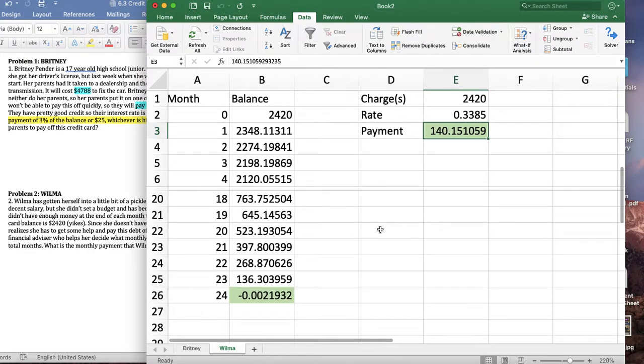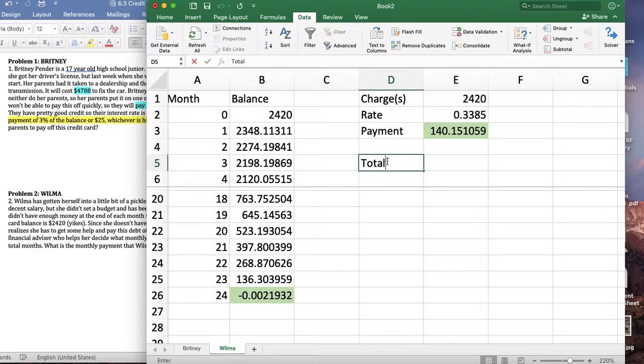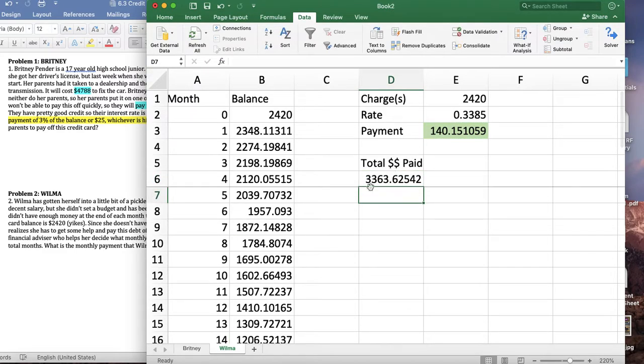I'm curious to know how many total dollars Wilma pays. So, total dollars paid. So let's see, she makes this payment for 24 months. So she pays a total of $3,363.63. So now we can calculate her total interest. It's going to be equal to the total dollars paid minus the original debt. So she pays $943.63 in interest.